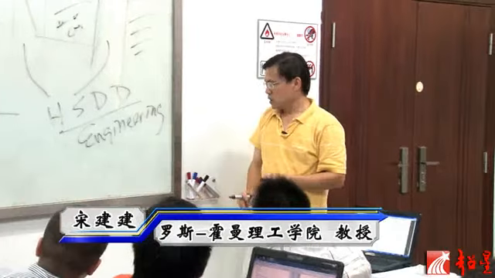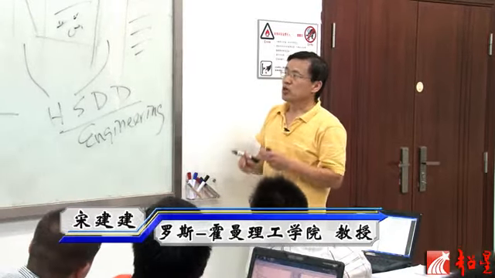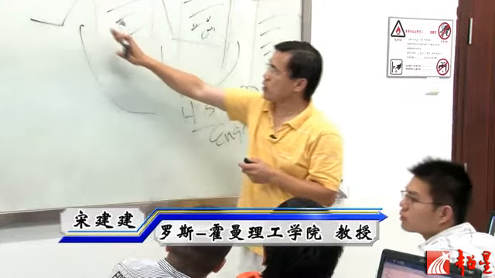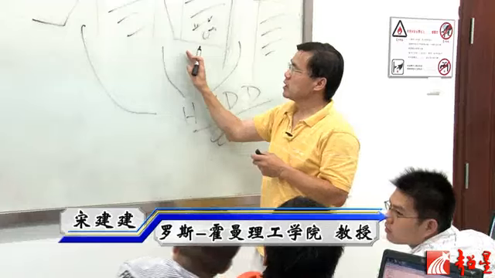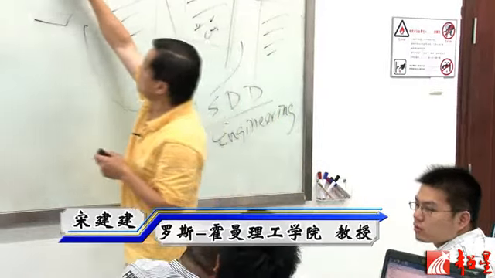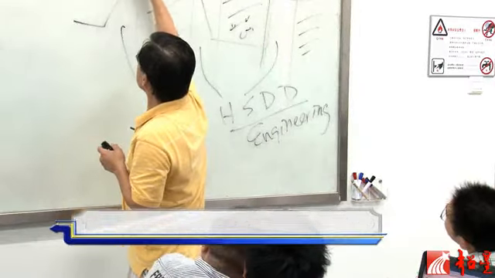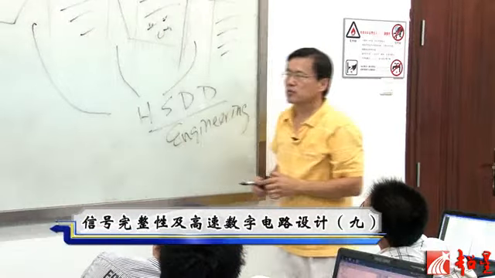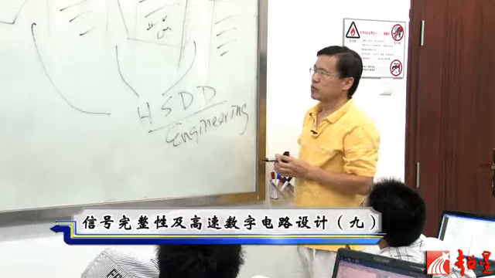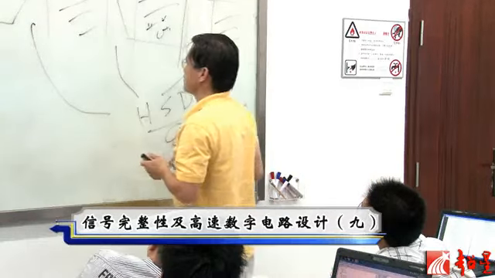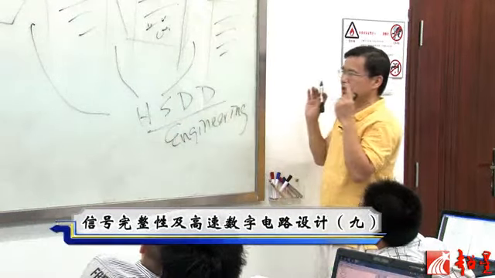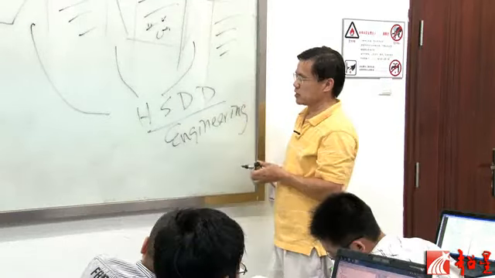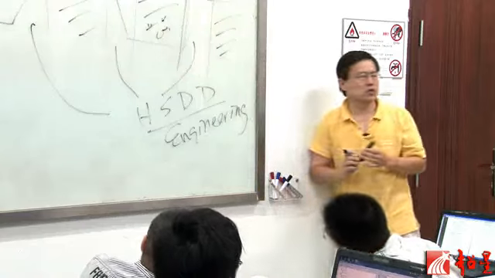And if the speed is low enough, we don't have to worry about this. At low speed design, this is good enough, because the speed is low enough, and we don't have to worry about the rise time and fall times and so on. But if the speed is high enough, then we need to worry about the rise time and fall times. Then we need to do some engineering.